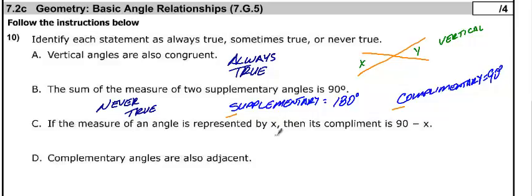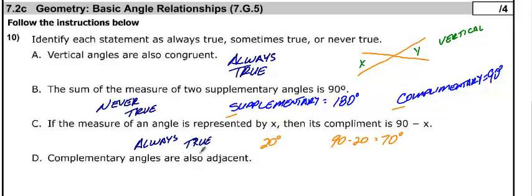If the measure of an angle is represented by X, its complement is 90 minus X. That's always true, because two complementary angles equal 90 degrees. So if you take one away, the other one is 90 minus that. Let's just do an example. Let's say you had the angle 20, and you want its complement. You want the angle that's going to make it equal the total of 90. So you do 90 minus the 20 gives you 70, and the 70 degrees plus the 20 degrees would give you the full 90 degrees.